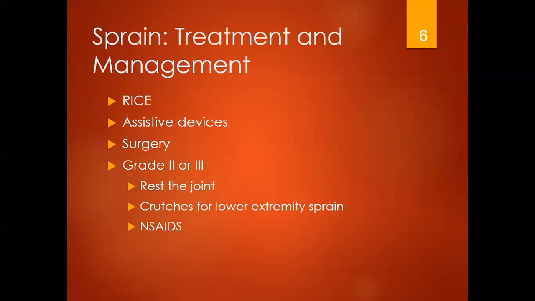Because these ligaments don't just grow back together, they have to scar back together. Sometimes they don't scar back together and we have to do surgery, especially with those grade 3 sprains. We'll put those people in a cast and then they'll be referred to surgery. We can give these patients NSAIDs, right? We can put them on crutches and teach them about crutch gait. We can have them rest, right?